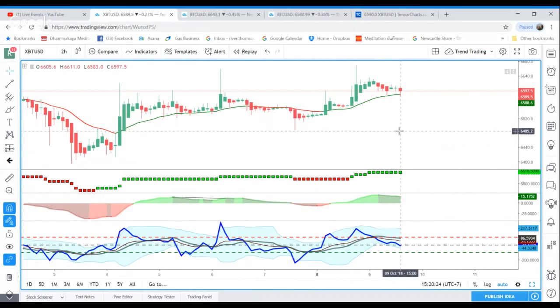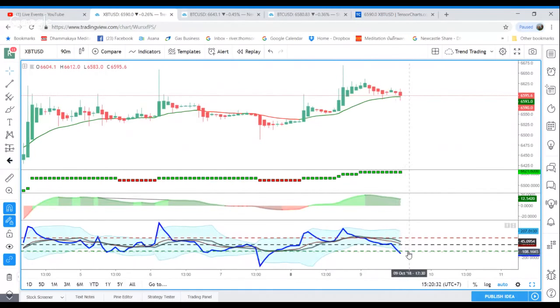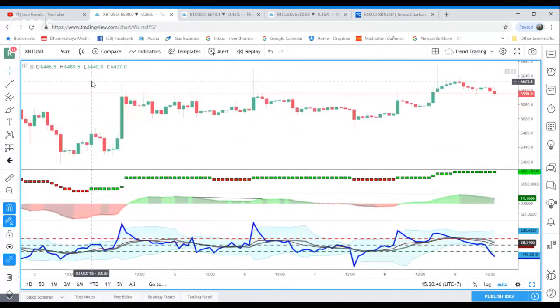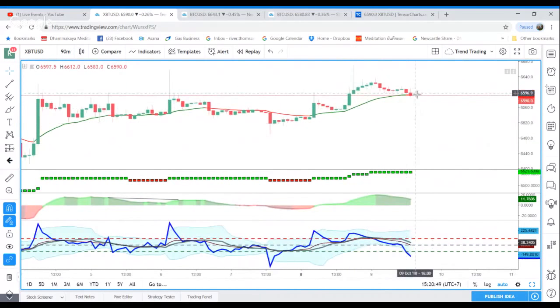90 minutes is actually below, and I like to use 90 minutes. Again, you need pro for 90 minutes. I like to use it below minus 100. It's trending down. It's actually below the EMA 21. You can't really see that on the Heikin Ashi, but you can see it more clearly like this. It's below it. It's looking very bearish. It's trending down.